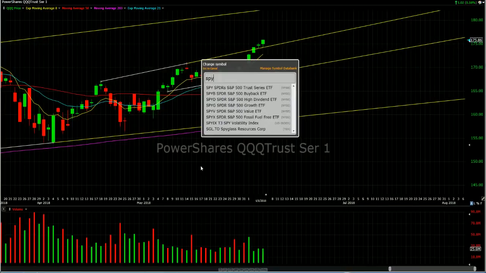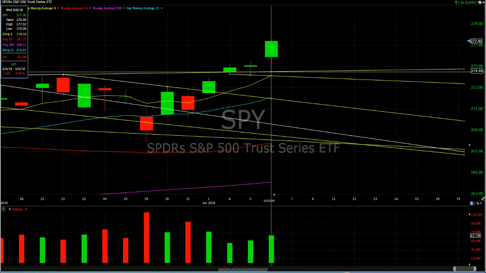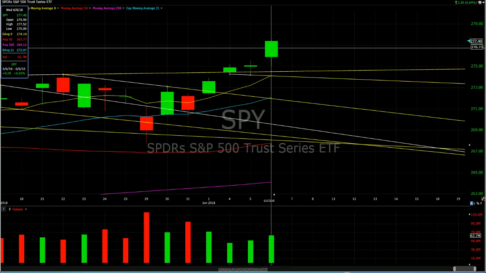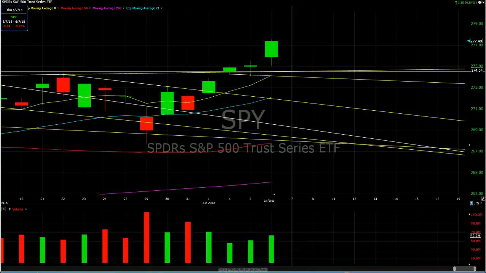Moving along to the Spiders. On the Spiders, this is a perfect example. My Spiders level didn't hit. I gave you guys a level near 274.49 yesterday. The Spiders never hit 274.49. Guess what? Does that mean I was wrong? No, it just means I didn't make a trade. That's all it means.